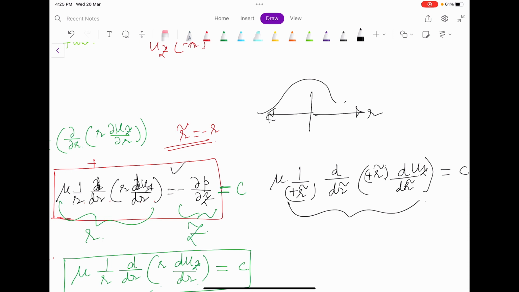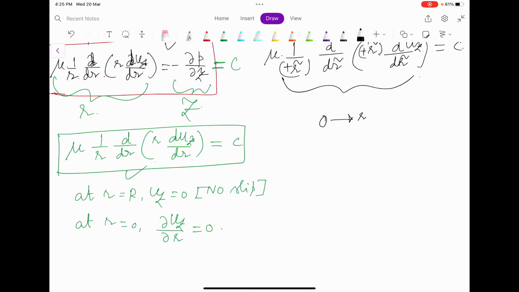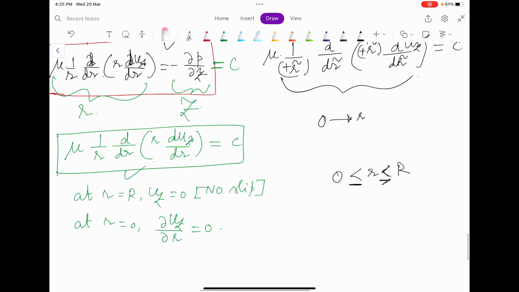But now please don't have the concept that there exists some minus r. Minus r is not there. The domain is 0 to r. That is, we have a pipe and it goes from 0 to r. So the domain is defined between 0 and r. And if I exclude the boundary, then I can write this one.